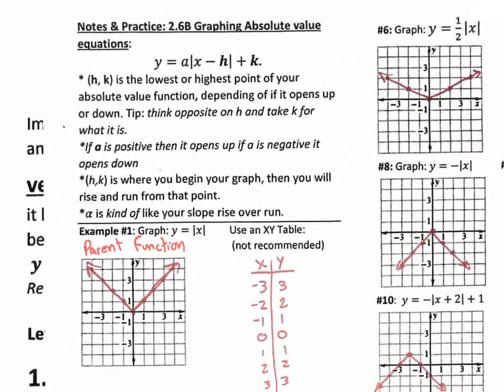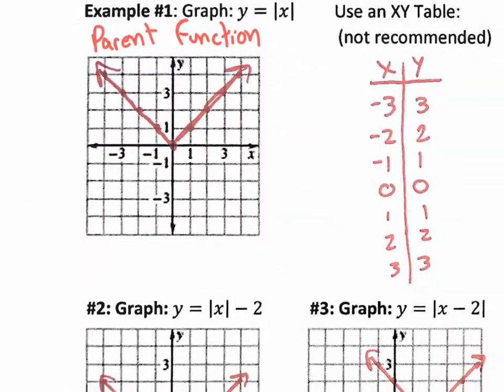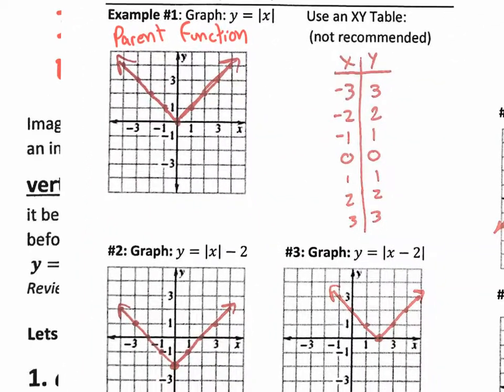So let me ask you this. When we go back to these notes, here's our parent function, right? What happens if I compare this parent function with this new one that had a K of -2? What happened to the actual graph? It got moved. It got moved where? 2 units down, right? So we're going to say that it shifted 2 units down. The K value will end up making your original parent graph shift either up or down.